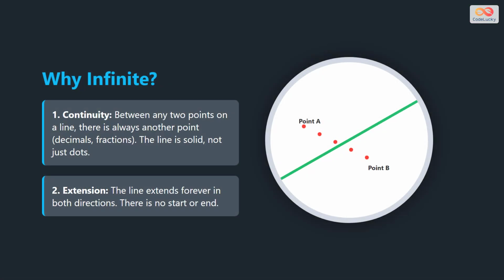This leads us to a crucial concept. Why are there infinite solutions? First, because the line is continuous. Between any 2 points, there are tiny fractions and decimals that also work. Second, the line extends forever in both directions. It never stops. Therefore, the number of solutions is limitless.